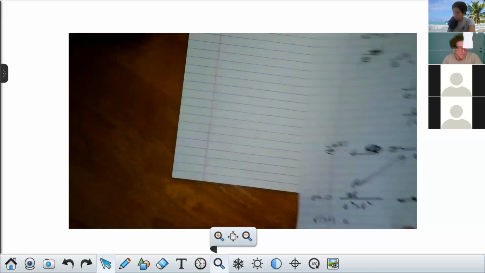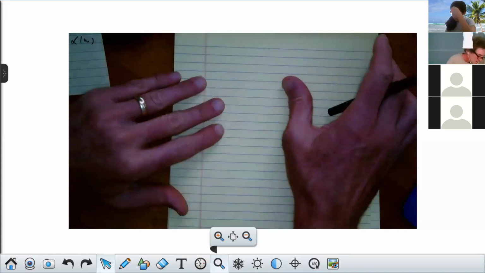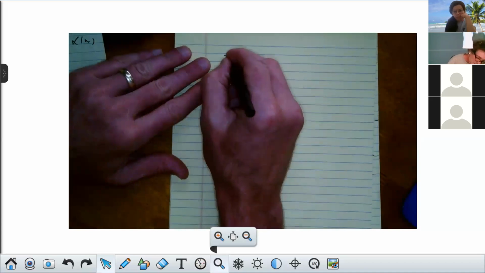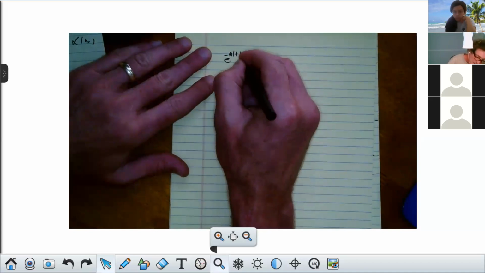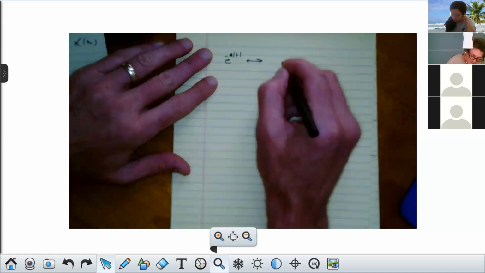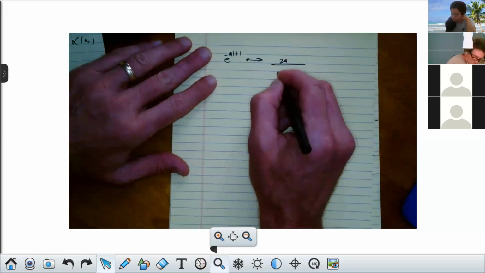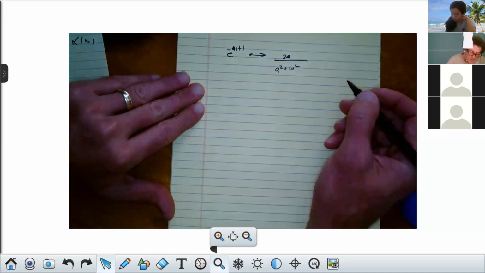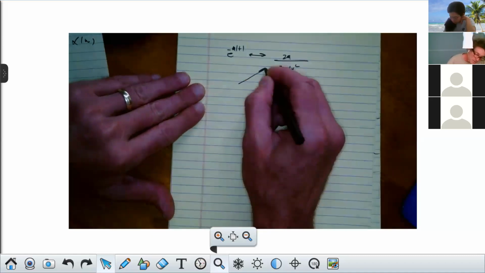Okay. But let me start from here, and this will be the last problem, because I got some other stuff coming up. I'm just going to put this down. e to the minus a times magnitude of t transforms as 2a over a squared plus omega squared, right? Yes, sir. All right, duality, bring that over to here.